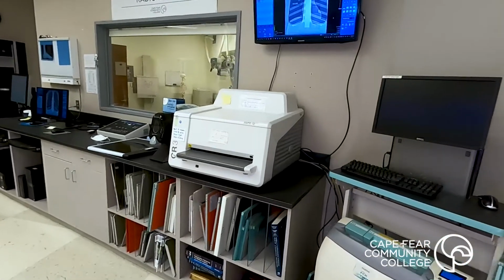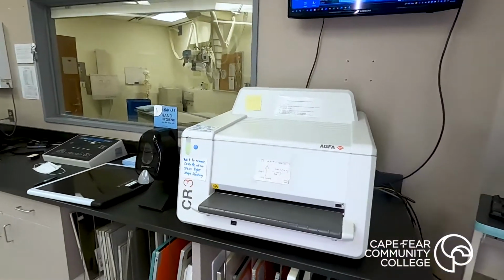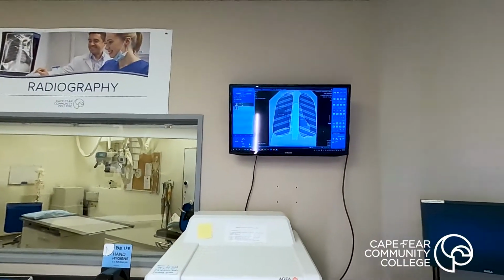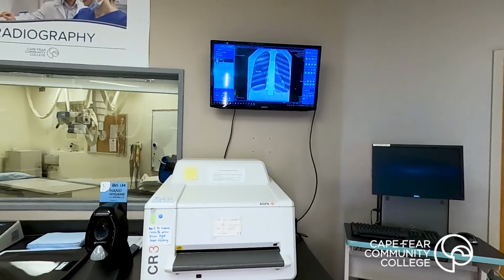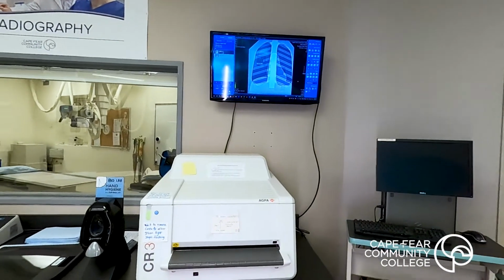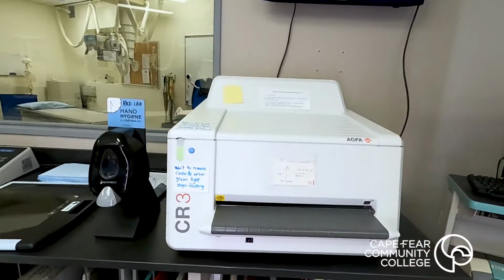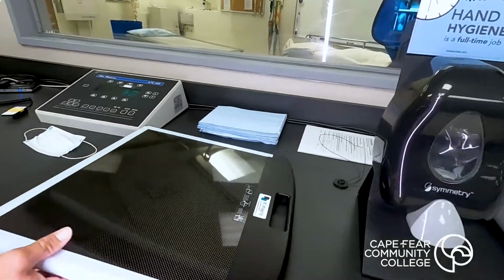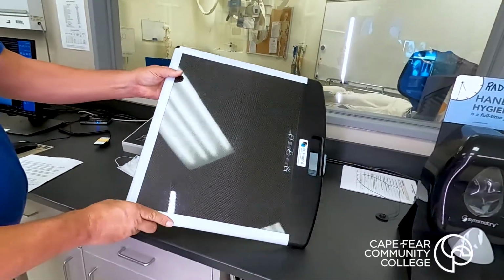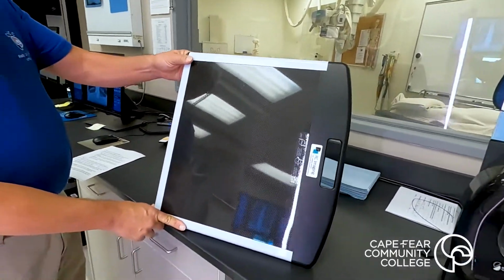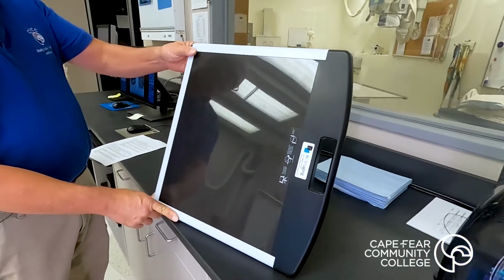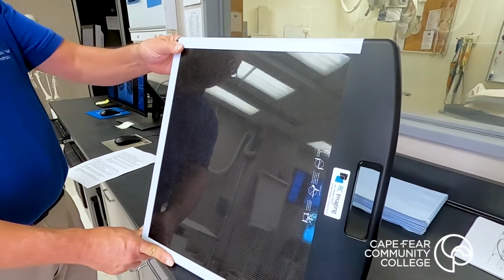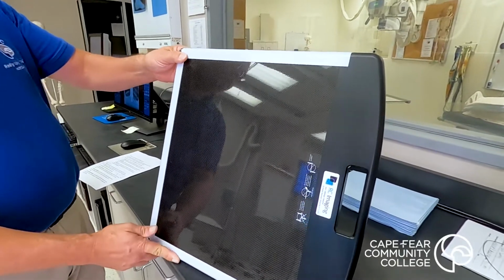Additionally, we have two computed radiography systems. These are also known as CR. This is a digital imaging methodology which uses imaging plates and laser scanners to produce images on the computer. Our newest system is a direct digital imaging system. This uses a flat plate detector to capture images directly onto a computer. This produces X-ray images with a read time of approximately 10 seconds, so it's very quick.